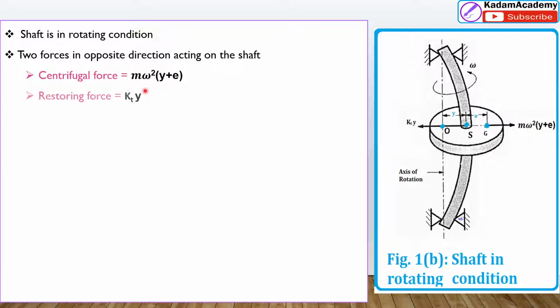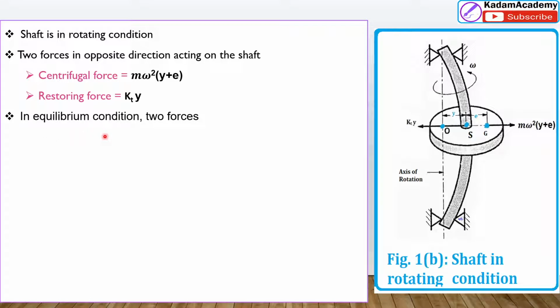First is the centrifugal force, m omega square, inside the bracket, y plus e. From this figure, you can see y plus e. This is the axis of rotation. This is the force. So we can calculate m omega square (y plus e). And the restoring force is nothing but the stiffness into deflection, kt y. So this is the restoring force. Due to this, the shaft will try to come to the original position.